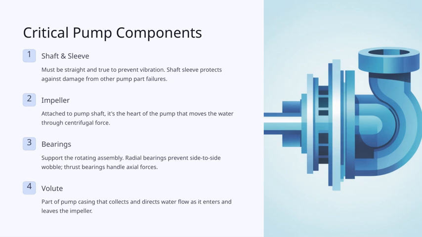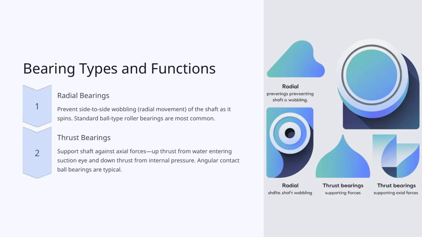Finally, there's the volute. This is part of the pump casing that collects the water as it leaves the impeller and directs it out of the pump. Its design helps convert the energy from the impeller into a steady flow, making the entire pumping process more efficient. Together, these components work seamlessly to ensure the pump operates smoothly and reliably, which is the core theme of our discussion today. Now, let's take a closer look at the different bearing types and their functions.